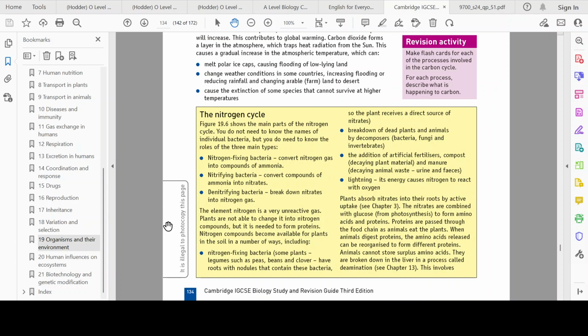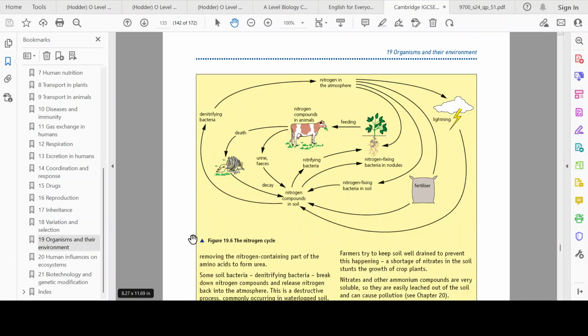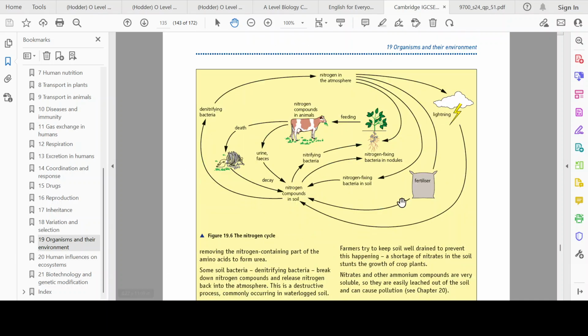So they're referring to figure 19.6, which is on the next page. Just take a look at that. This is a bit more complex. You've got nitrogen in the atmosphere. It is utilized by nitrogen fixing bacteria in the nodules of some plants. Those are called leguminous plants, right? And so it's taken out of the atmosphere that way.